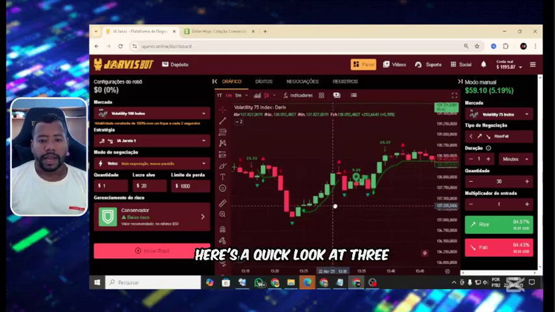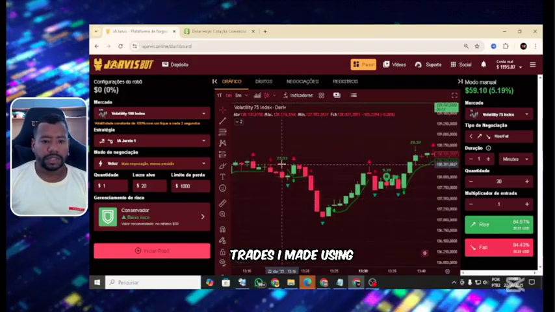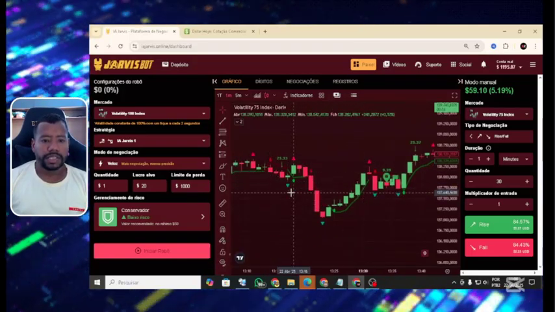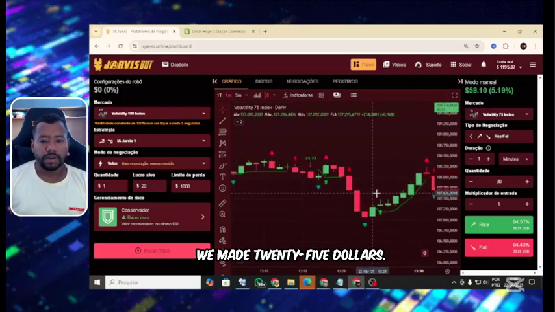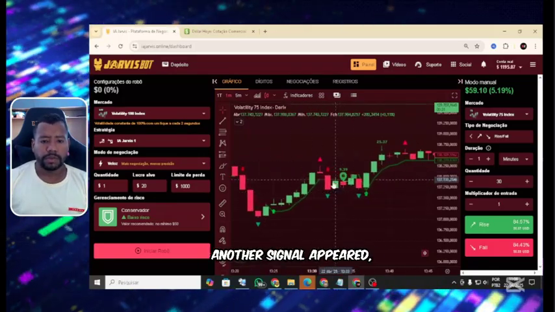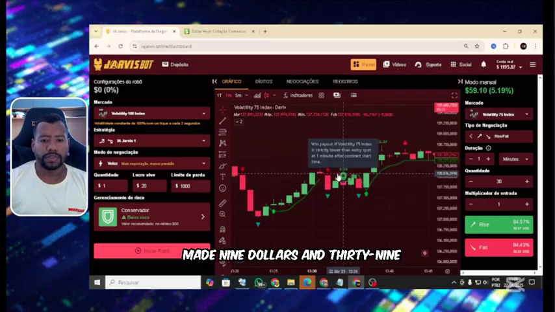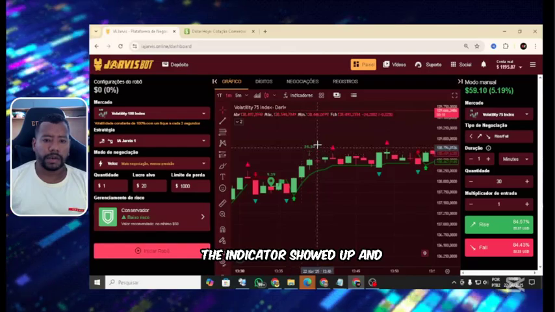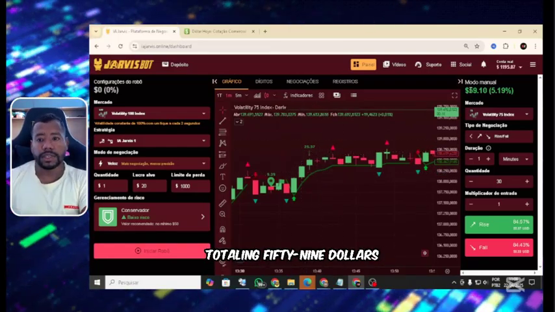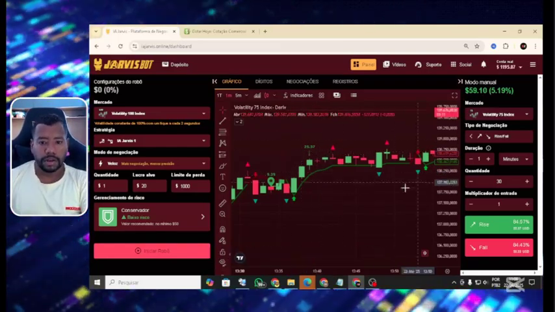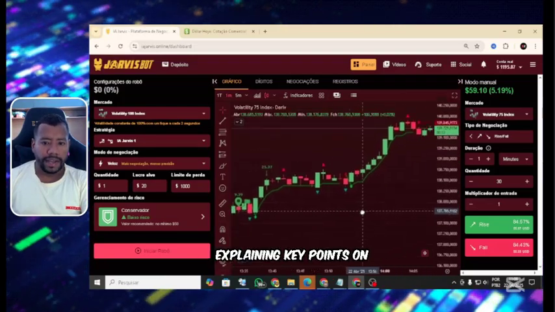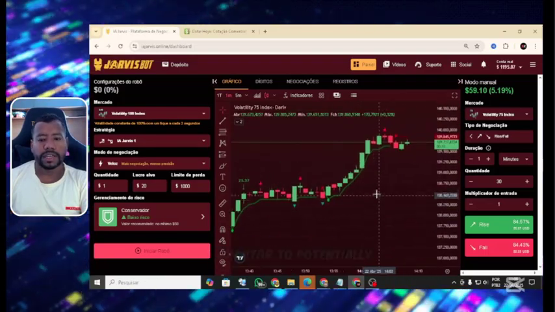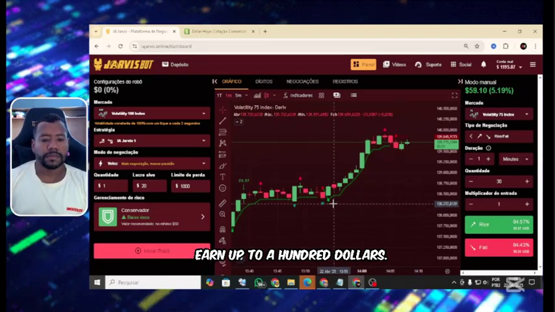Here's a quick look at 3 trades I made using our secret indicators. First trade here, we made $25. Another signal appeared, we entered, made $9.39. The indicator showed up and we made another $25, totaling $59 so far. I'll record a video explaining key points on using this secret indicator to potentially earn up to $100.